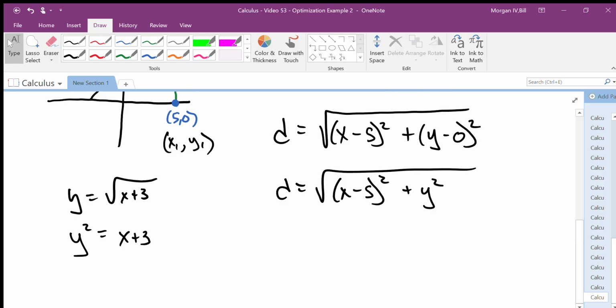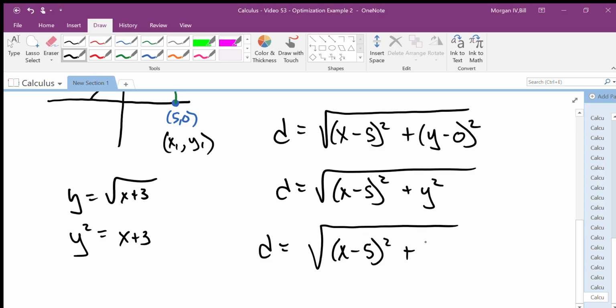Okay, like this. So the distance is equal to the square root of (x minus 5) squared plus y squared, which is just x plus 3. All right, we now have, fairly quickly in this case, a distance formula involving just one variable, and we can now take the derivative and find out when it's equal to 0 or undefined.